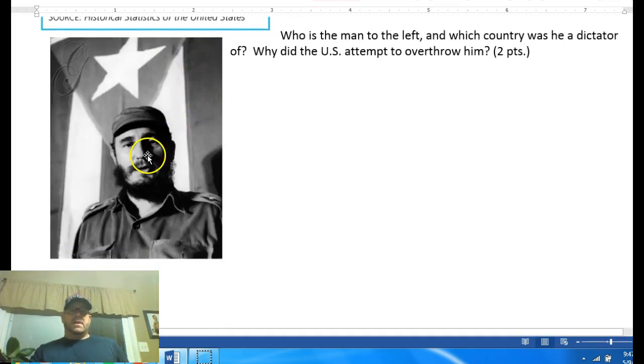This here fella is Fidel Castro. He just died recently. He was a communist dictator who took over Cuba and overthrew another dictator by the name, what's that guy's name? Batista. Castro and his little henchman, Che Guevara.